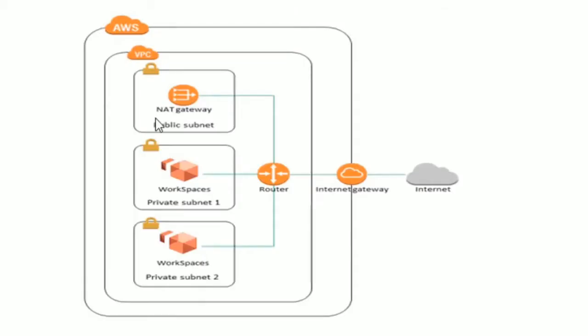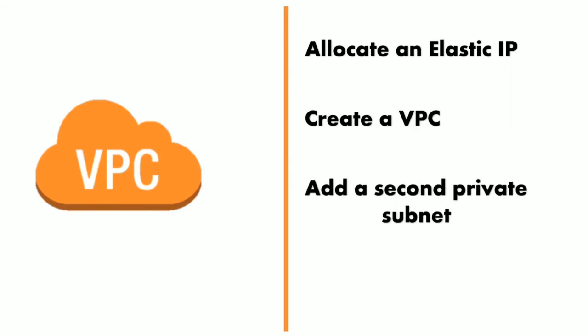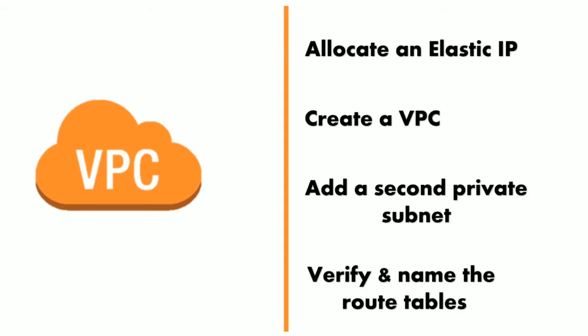Now let's look at the architecture if we have to create a VPC with two private subnets. In this diagram, you can see I have designed two private subnets and a NAT gateway. However, don't worry about the router and the internet gateway because we are just focusing on creating the VPC for now. Alright, so how exactly do we create this setup? We will allocate an elastic IP address first, then create a VPC, add a second private subnet to it, and then verify and name the route tables.